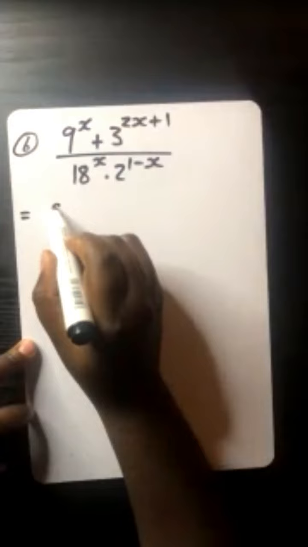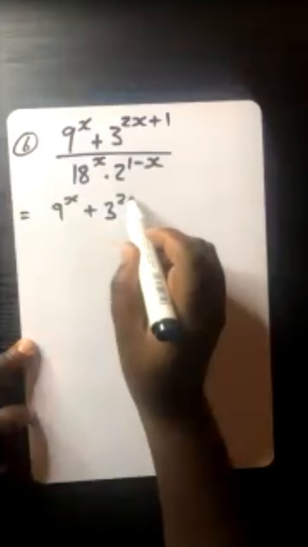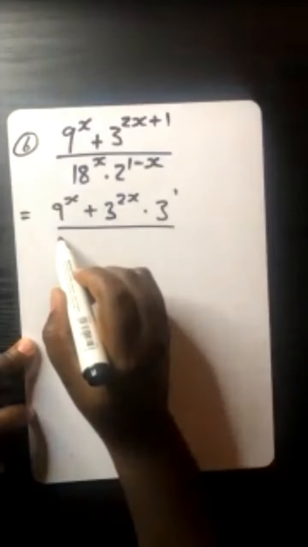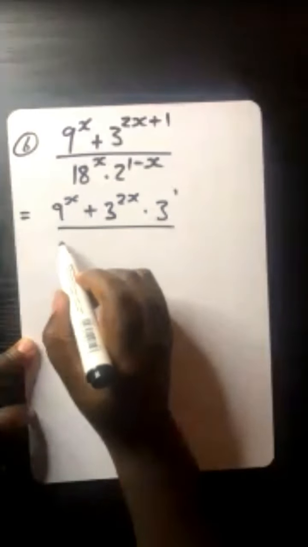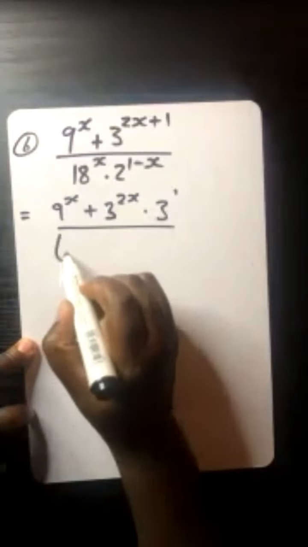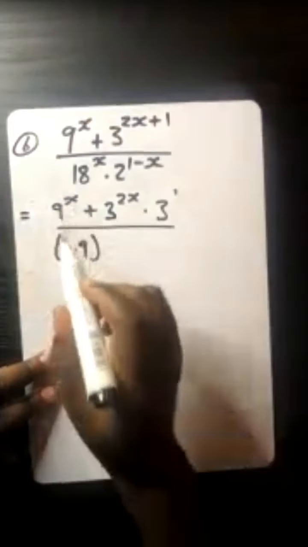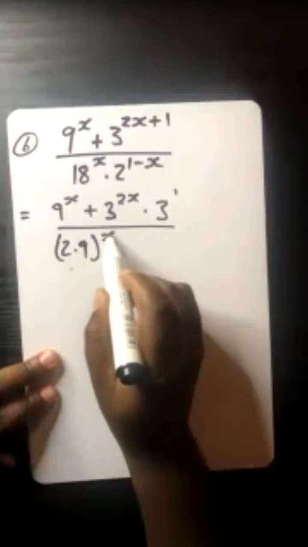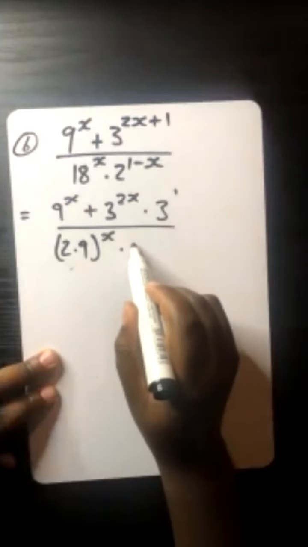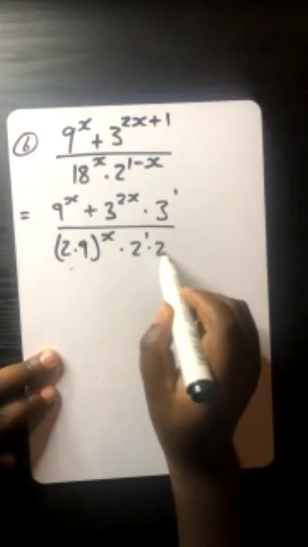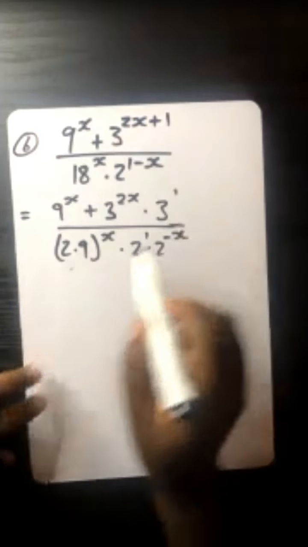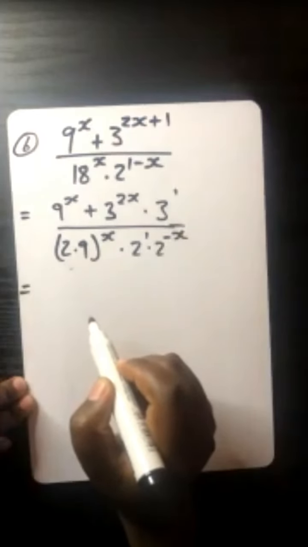So we've got 9 to the exponent x plus 3 to the exponent 2x multiplied by 3 to the exponent 1. Then we said 18. What was 18 here? We said 18 is 3 multiplied by 9. No, not 3, but 2. So let's say it's 2 multiplied by 9 to the exponent x, multiplied by 2 to the exponent x. Then we have 2 to the exponent negative x. Then next step, let's see.